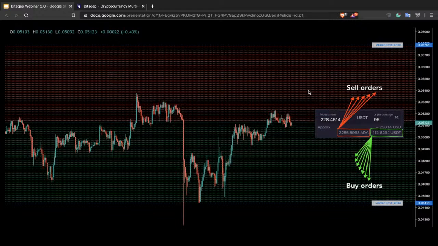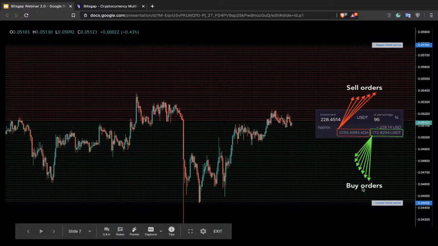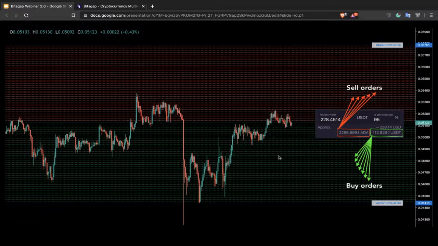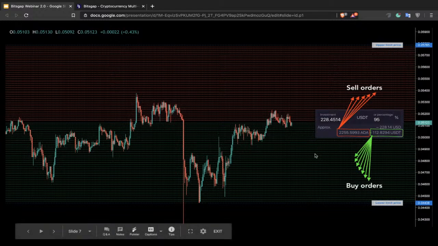And here we have the sell zone, which is represented by the sell orders, and we have the buy zone, which is represented by buy limit orders in this case. For the sake of the example, we have Cardano trading to USDT, and the total investment is only 228 USDT. Here below we can see the split. Almost half of our total investment, 112 USDT, is distributed across the buy limit orders.